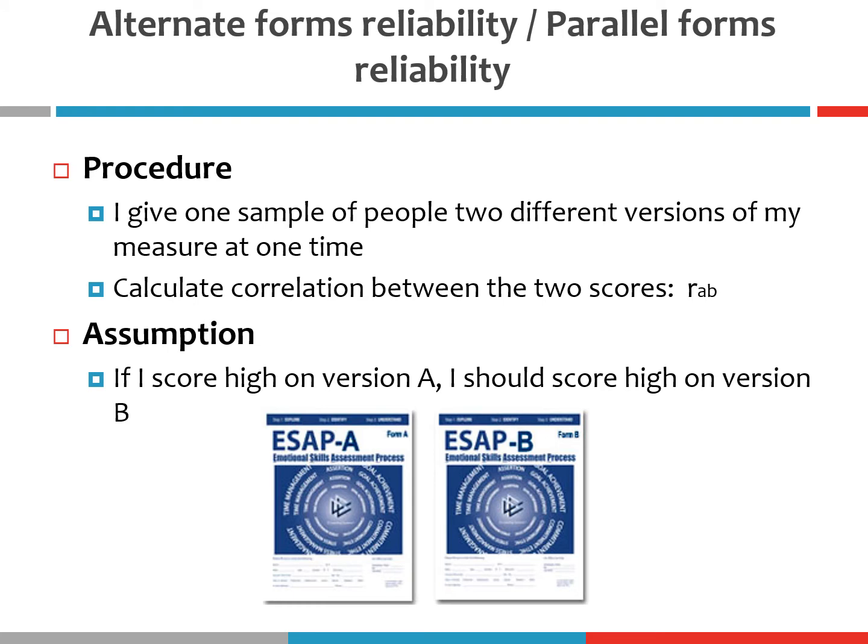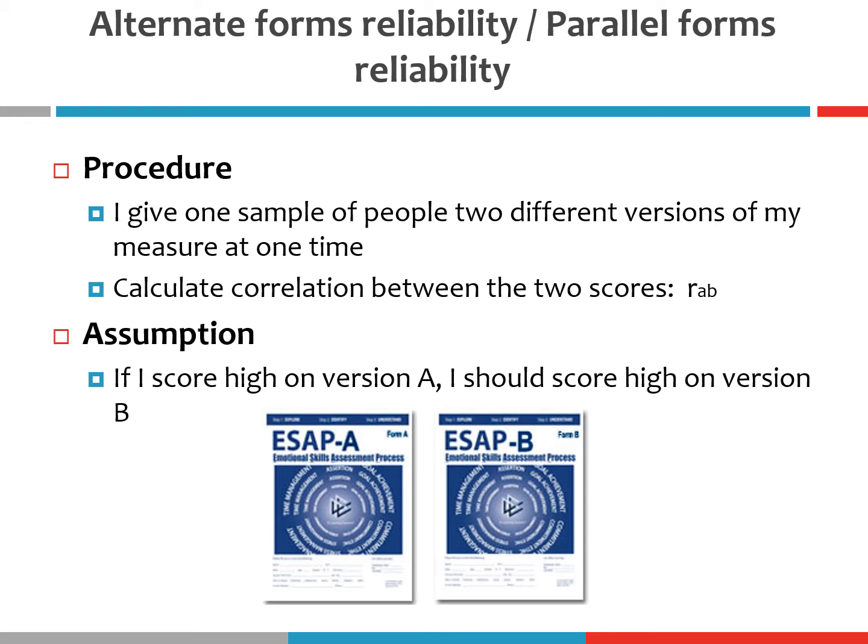Okay, so another alternative we could use if we're trying to eliminate those time sampling errors and also the issue of time interval is alternate forms reliability, also referred to as parallel forms. With this particular assessment of reliability, we would give one sample of people two different versions of a test at one time, right? So we would give them version A and version B, okay?